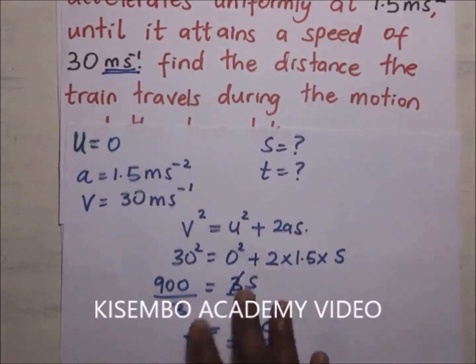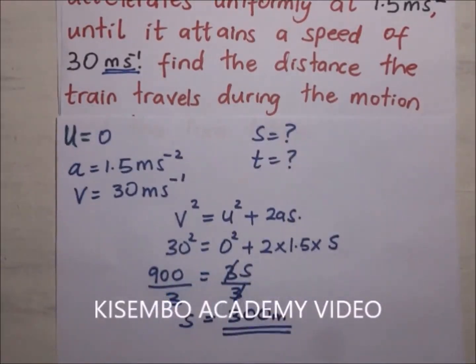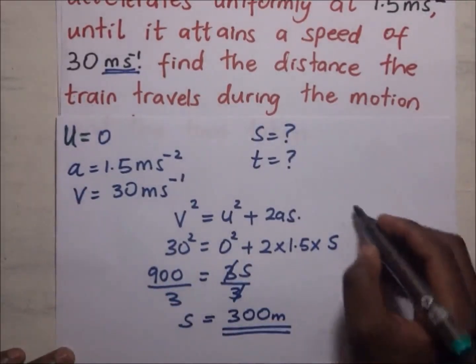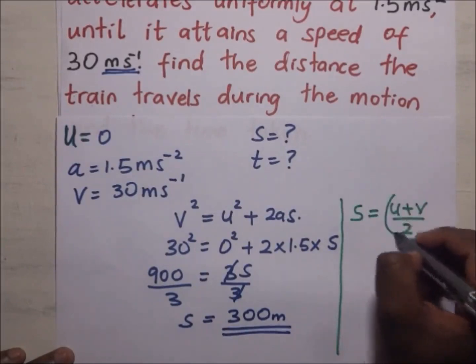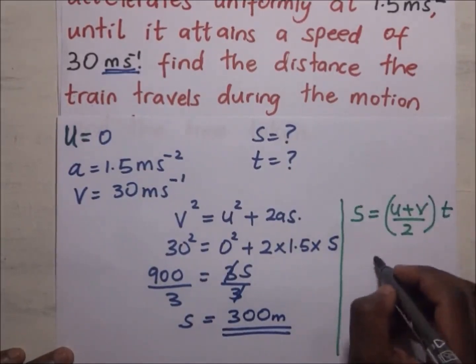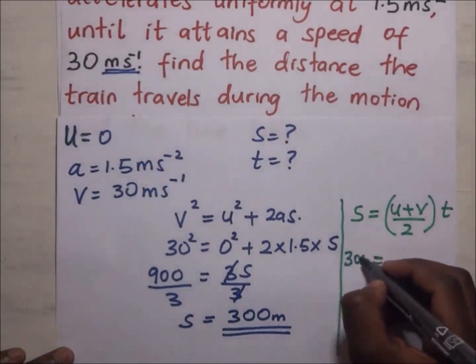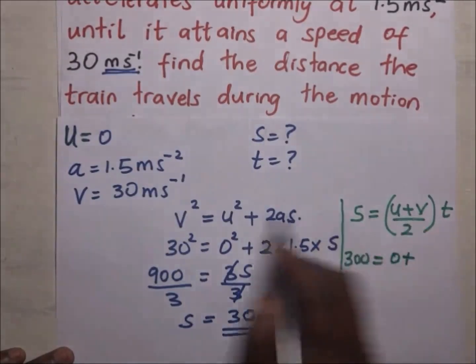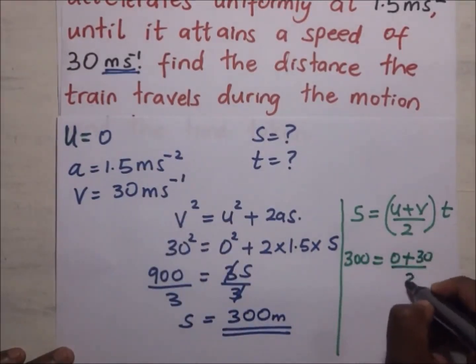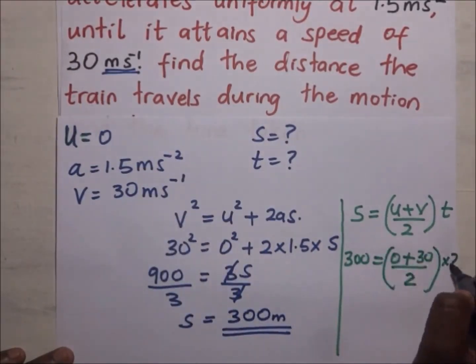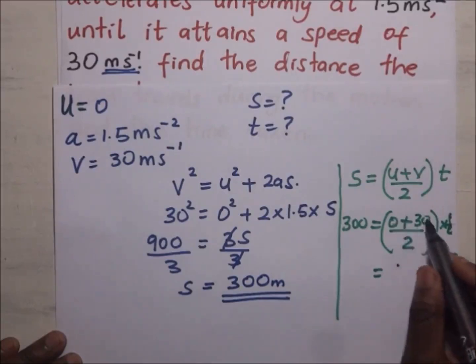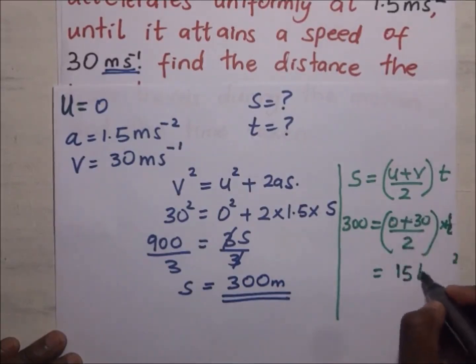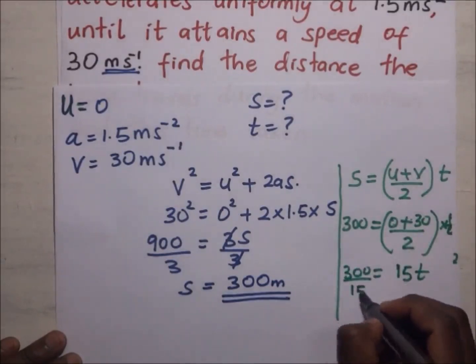That's what we've got. Now to find the time taken, we are going to use one of the equations of motion, one that is appropriate. So to find the time taken, we shall say S is equal to U plus V over 2, multiplied by T. We know our S is 300, so 300 is equal to the initial velocity, which is 0, plus the final velocity V, which is 30, divided by 2, and all this is multiplied by T. So that gives us 30 over 2, because 0 plus 30 is 30, and 30 over 2 is 15. So it's 15T giving us 300, divide that by 15.